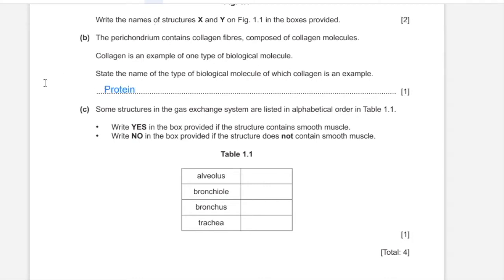C. Some structures in the gas exchange system are listed in alphabetical order in table 1.1. Write yes in the box provided if the structure contains smooth muscle and no if it does not contain smooth muscle. An alveolus only has walls of squamous epithelium, so there's no smooth muscle in alveoli, and all of the rest of the structures do contain smooth muscles which are required for the movement of these structures during the breathing process.